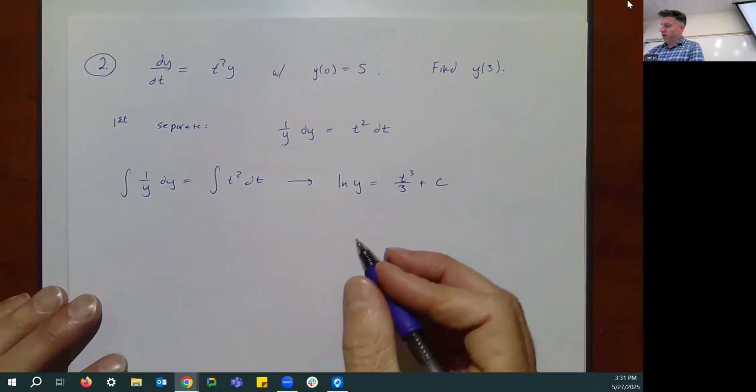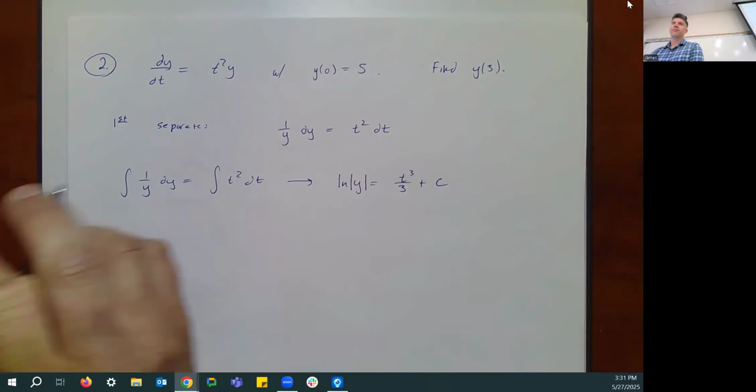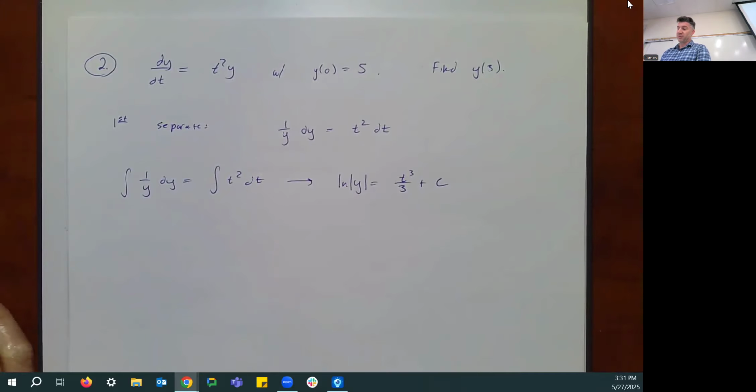Technically, it's the absolute value of y. I'm not terribly concerned though. So here's what I want to point out. This is not the moment to plug in 0 for t and 5 for y and solve for c. Because if you solve for c, you're going to get c equal to e to the 5th power. And then you're going to have to carry it along with you as you do all this other work.